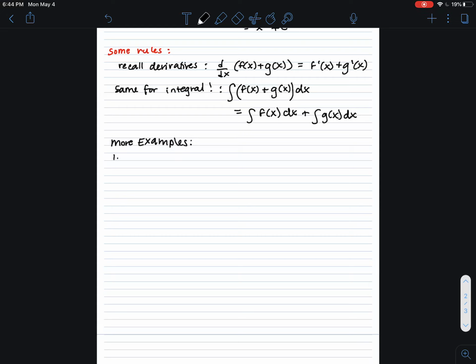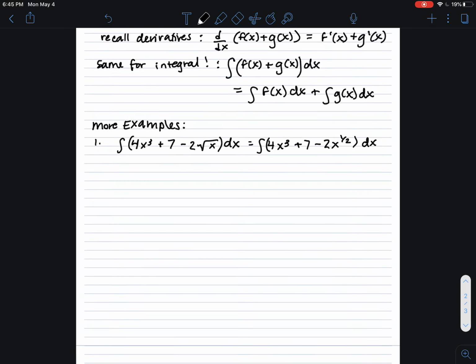So first of all, let's take the integral of 4x cubed. I'm going to put parentheses in here. It's just cleaner that way. So we have 4x cubed plus 7 minus 2 times the square root of x dx. So first I'm going to rewrite that a little bit to make it easier. That's the same as the integral of 4x cubed plus 7 minus 2x to the 1/2. We've worked with square roots before, so we know that's just the same as 1/2 as a power.